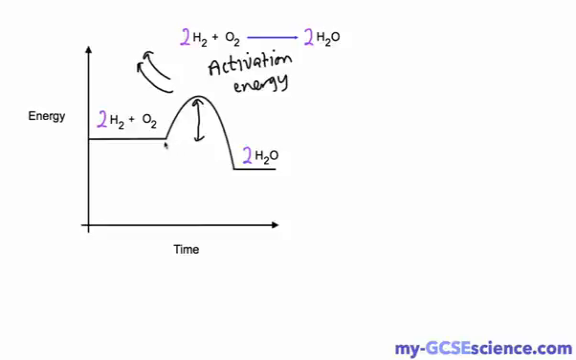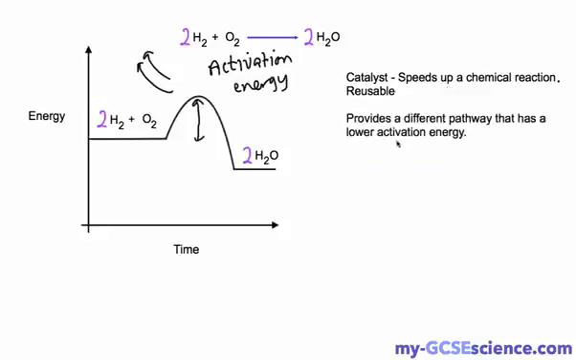Now we can sometimes actually lower this activation energy by using something called a catalyst. Now you know a catalyst as something that speeds up a chemical reaction and is reusable, but in terms of our energy level diagram, we can see how this catalyst works. What it does is it provides a different pathway that has a lower activation energy. So in other words, this is the amount of activation energy that's required.